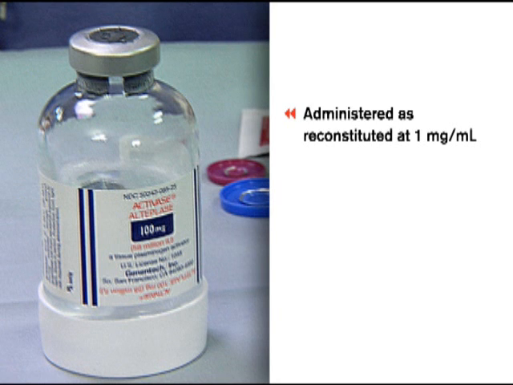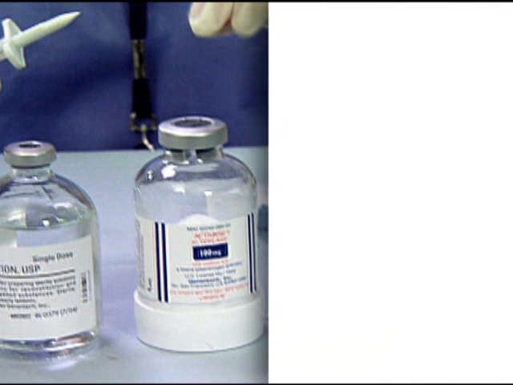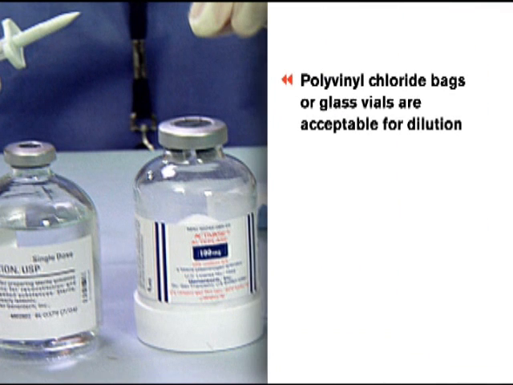As an alternative, the reconstituted solution may be diluted further immediately before administration in an equal volume of 0.9% sodium chloride injection USP or 5% dextrose injection USP to yield a concentration of 0.5 milligrams per milliliter. When diluting, either polyvinyl chloride bags or glass vials are acceptable.